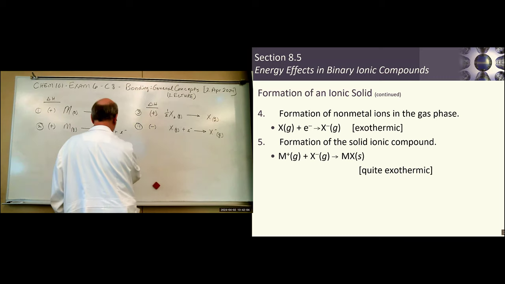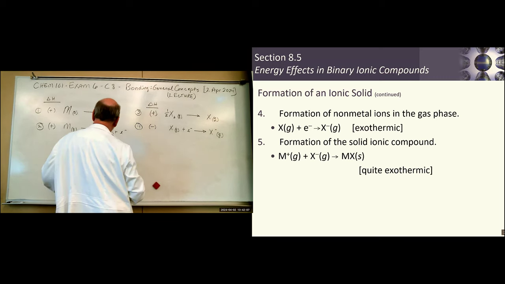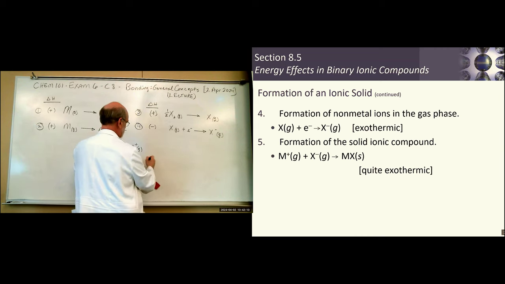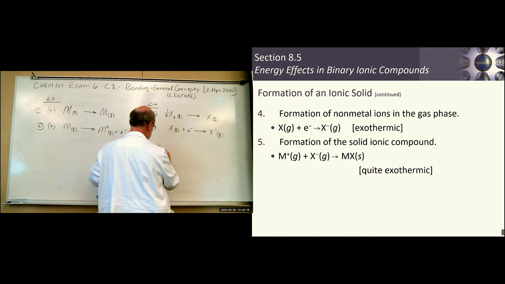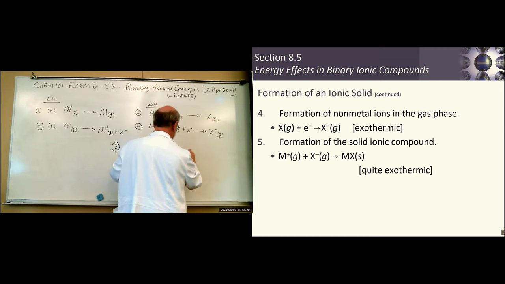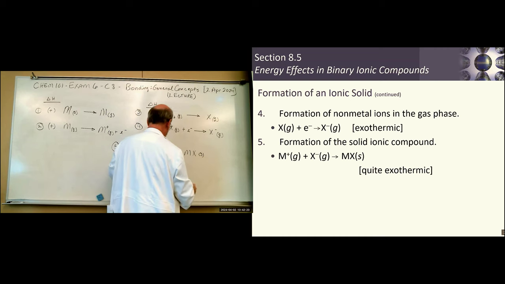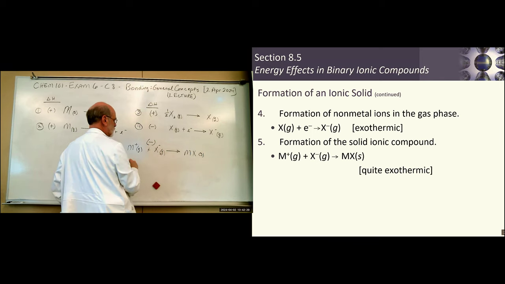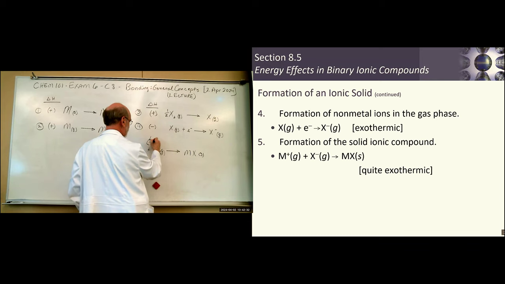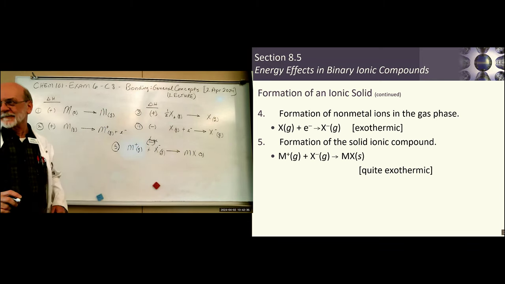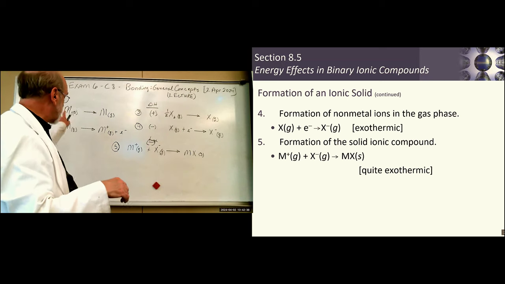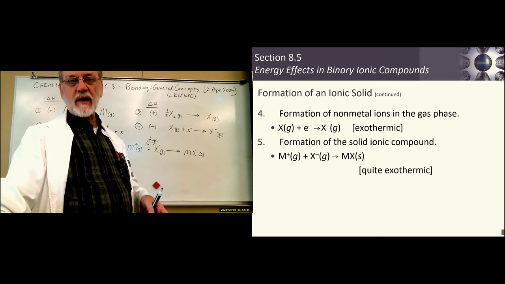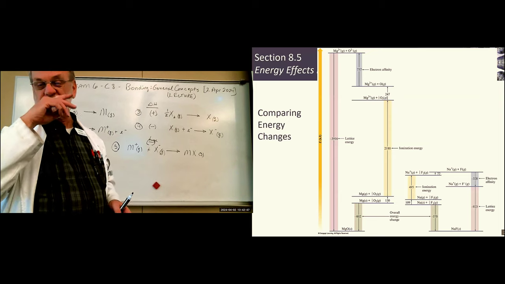And then step five is we take this metal in its gaseous state, and we add this nonmetal in its gaseous state and it yields the ionic compound. This is the lattice energy, and this is hugely exothermic. Those are the steps that we imagine that a metal and a nonmetal go through to form an ionic solid. And this is what the energy diagram would look like.